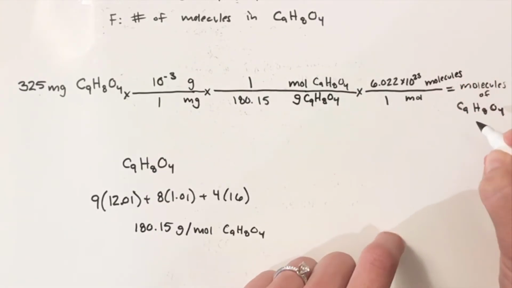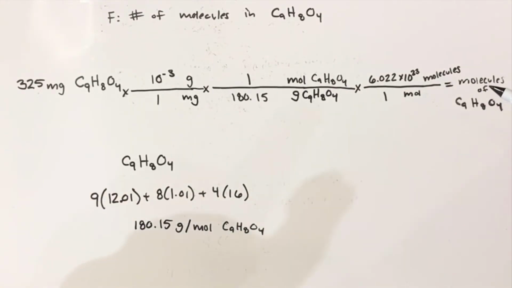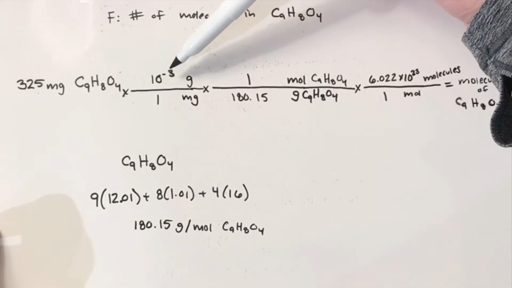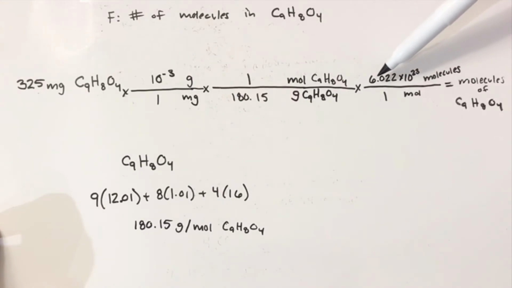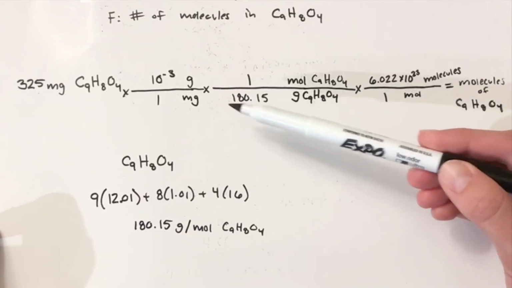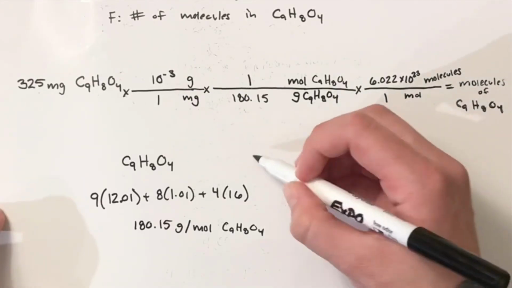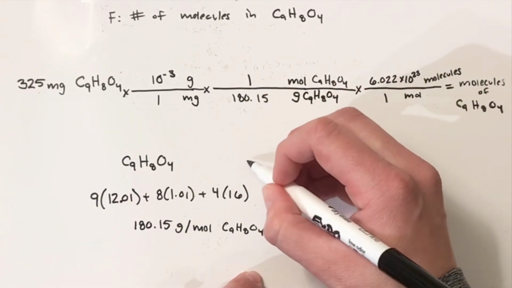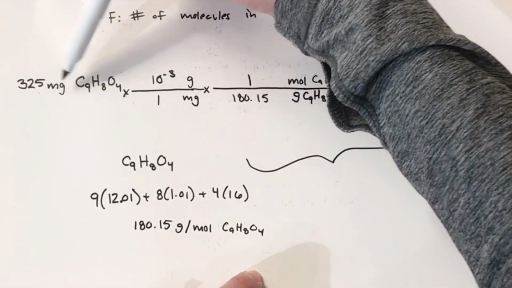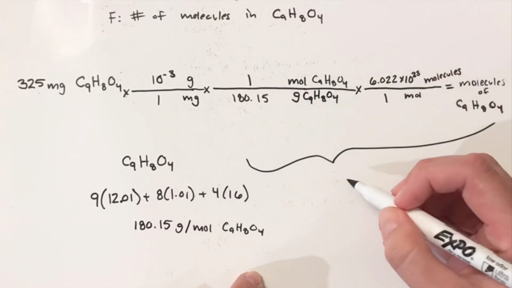Now, I ran out of room right here, but if you're confused on how to put this into your calculator, this is how you can do it. You can do 3.25 times 10 to the negative 3 times 6.022 times 10 to the 23rd divided by 180.15. And that'll give you the answer. You don't have to put ones in there because 1 times anything is just itself, so you can leave out the ones. Multiply everything on the top and then divide by everything on the bottom. Don't forget to use parentheses or else it's going to mess up your calculator.